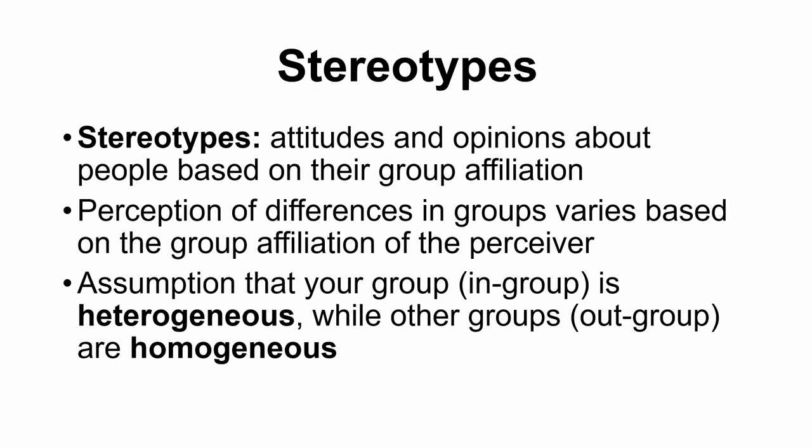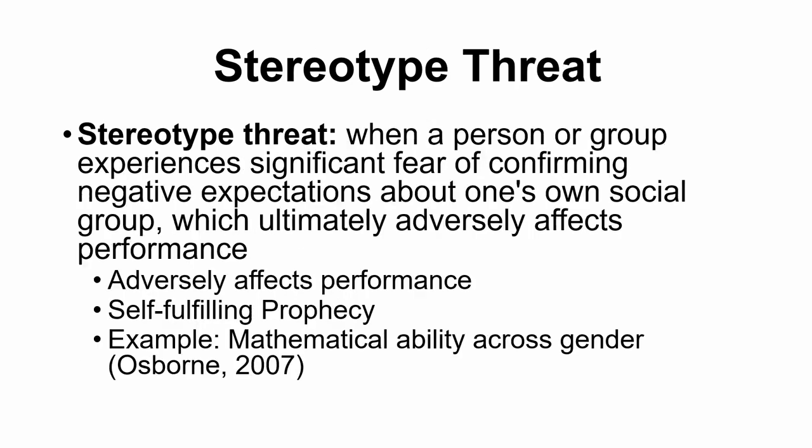And again, as we said, that's very problematic because it's leading to sort of false information or false application of information. And this is clearly illustrated in a concept called stereotype threat. And this is when a person or a group experiences a significant amount of fear of confirming negative expectations about their own social group. And then that fear of performing in a particular way to confirm those expectations ends up adversely affecting their performance.